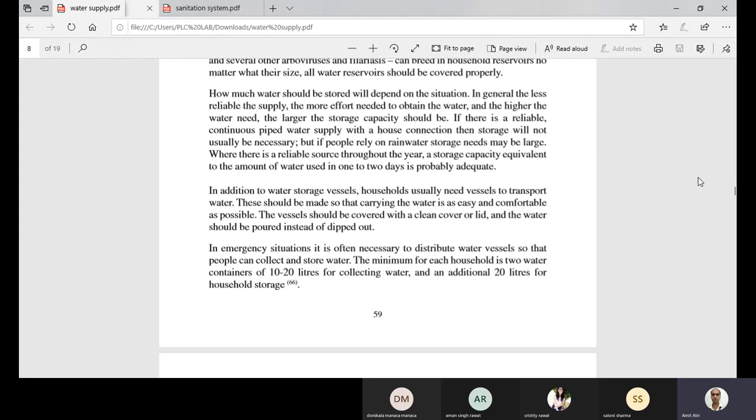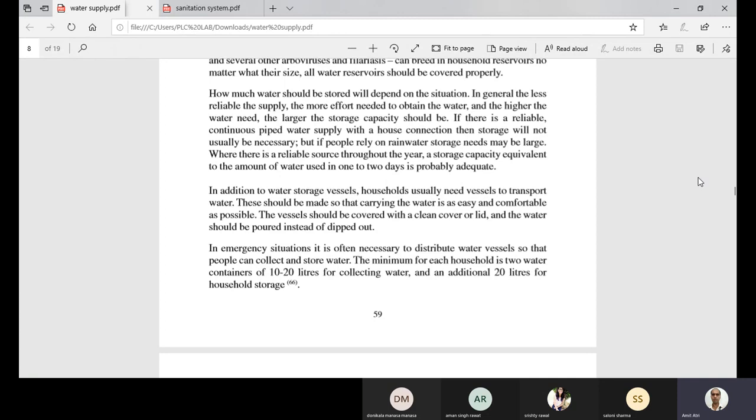In emergency situations, it is often necessary to distribute water vessels so that people can collect and store water. That is the case when ample water supply is not there, or in an emergency situation like a scarcity due to rainfall shortage. In that case also, the storage of water gains importance.